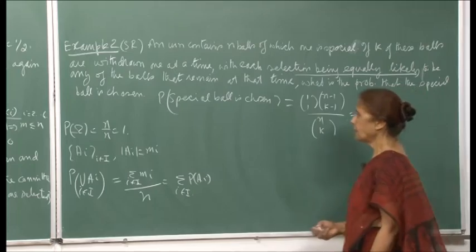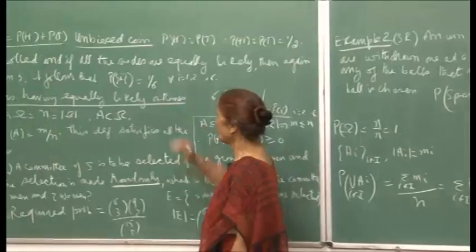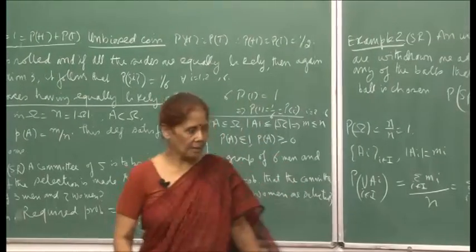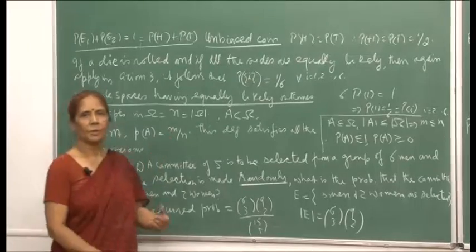So, the whole idea is that things become much easier if you have this condition being satisfied. Then this is a very convenient way of determining the probability of an event.